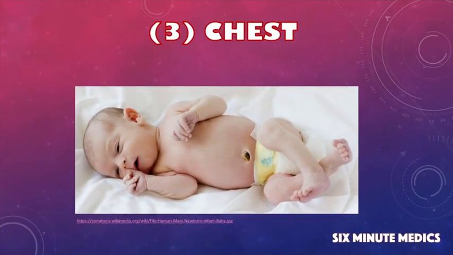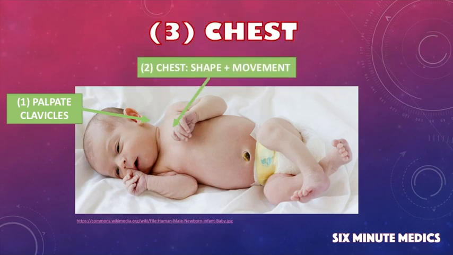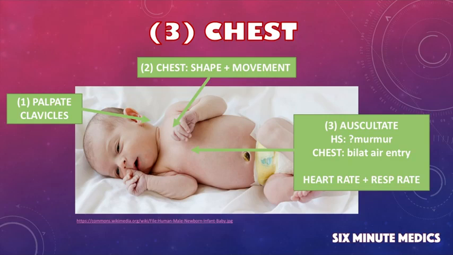You can then go on and examine the baby's chest. Briefly have a look at their neck and feel the clavicles to ensure that there isn't a possible fracture which may occur during delivery. Have a look at the shape and movements of the chest with respiration. Have a listen for heart sounds and the possible presence of a murmur. Listen for air entry bilaterally into both lung fields.